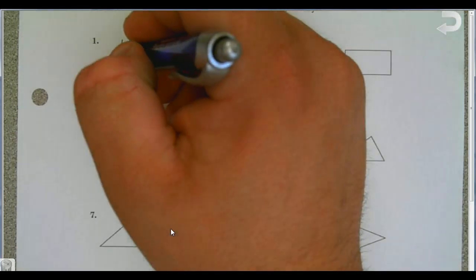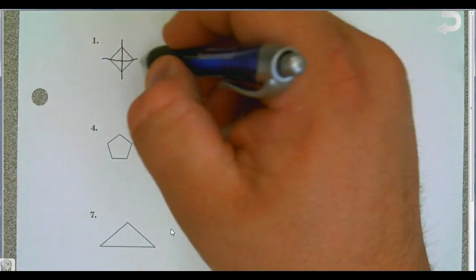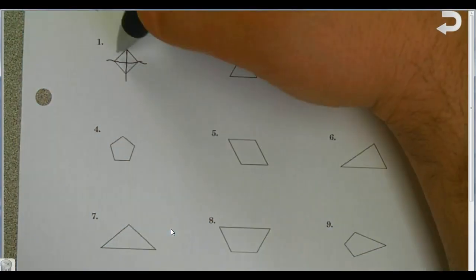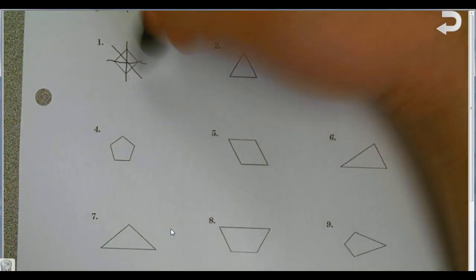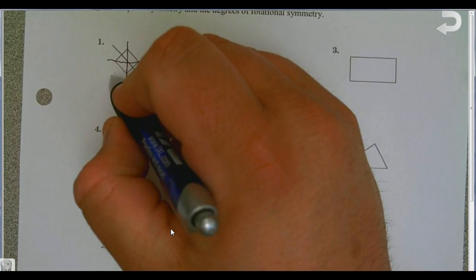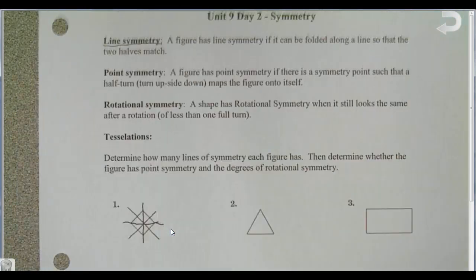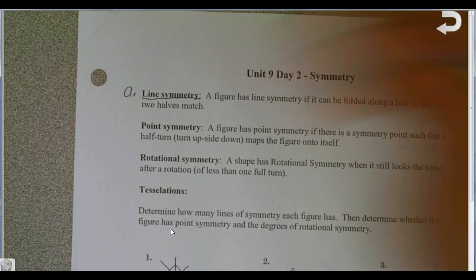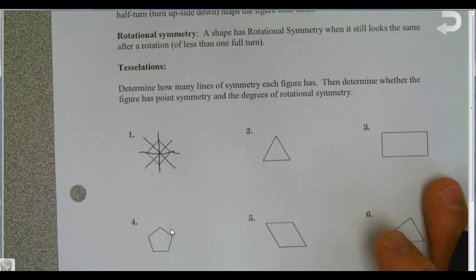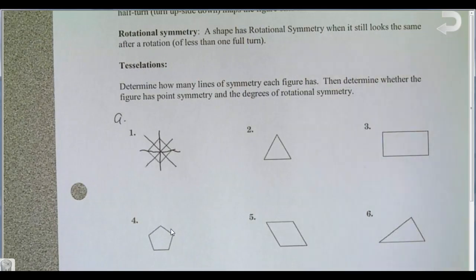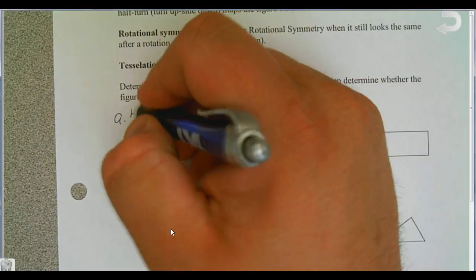But I can also do this and fold it on top of each other. I could also do this, and I can also do this. So if we were considering line symmetry to be question A for this, then our answer would be yes, and it has 4 lines of line symmetry.